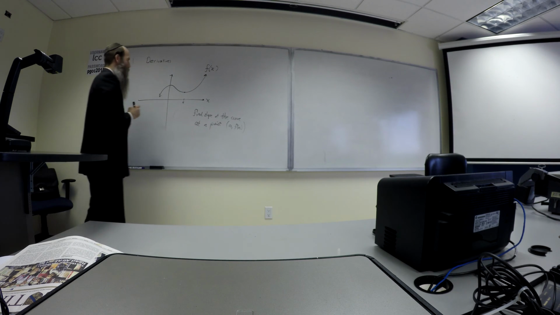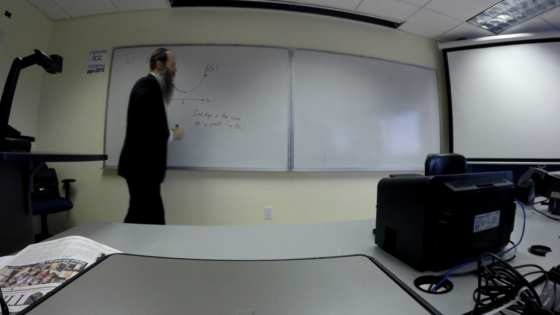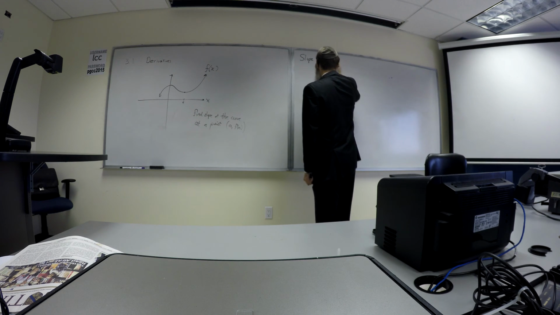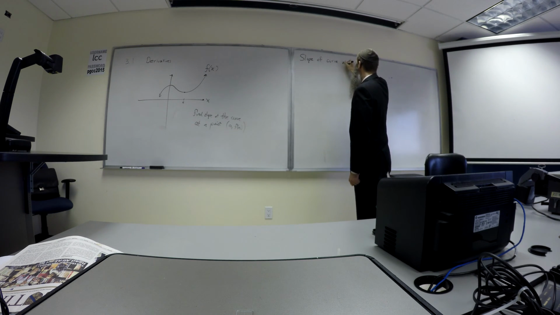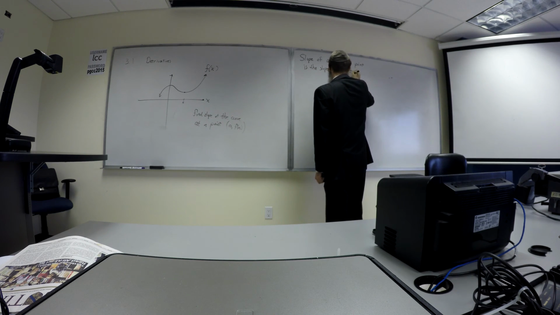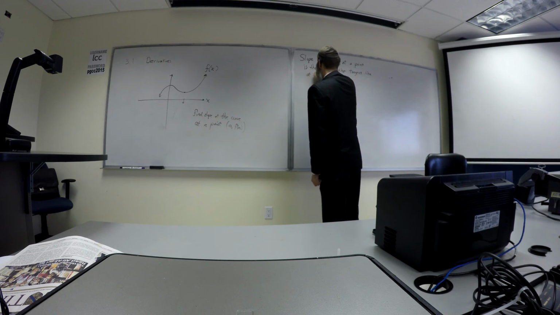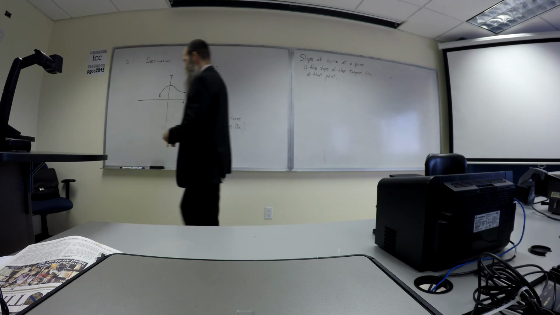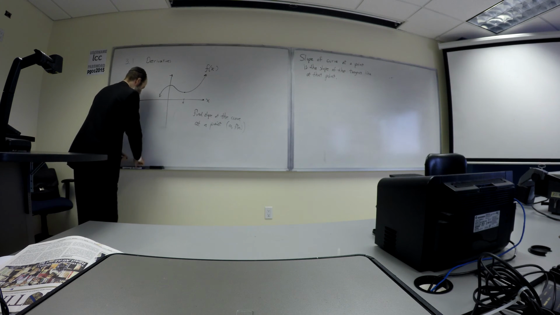All right, so the slope of the curve we're going to define. Definition: the slope of a curve at a point is the slope of the tangent line at that point. That's a definition.